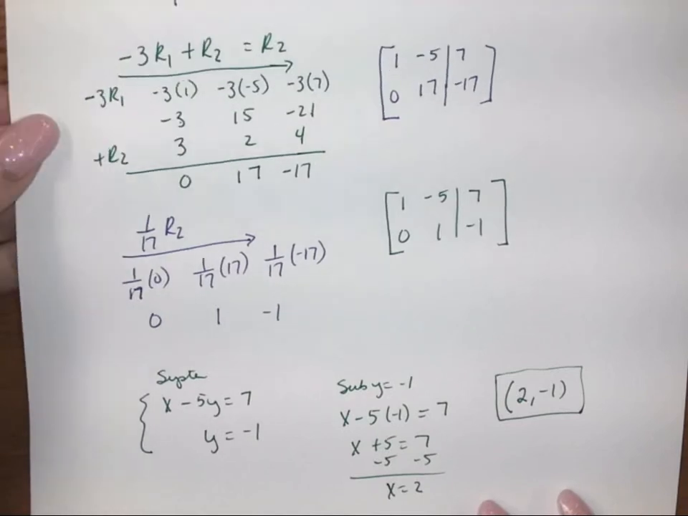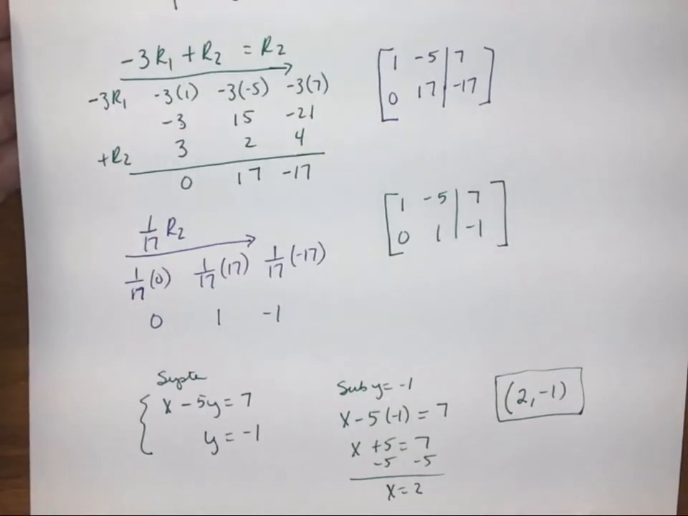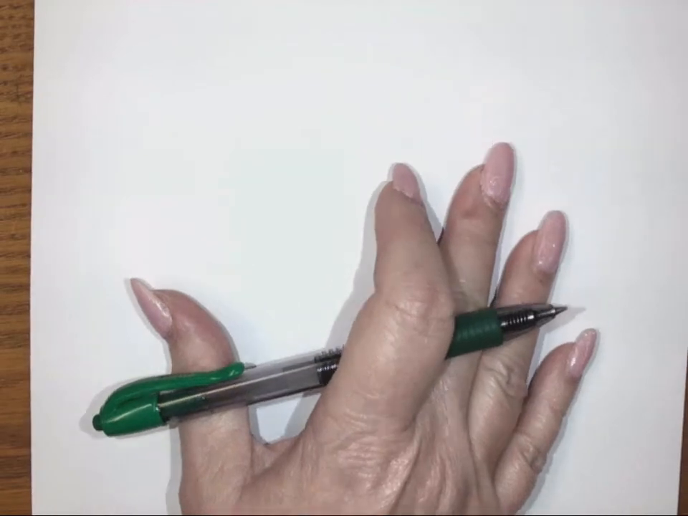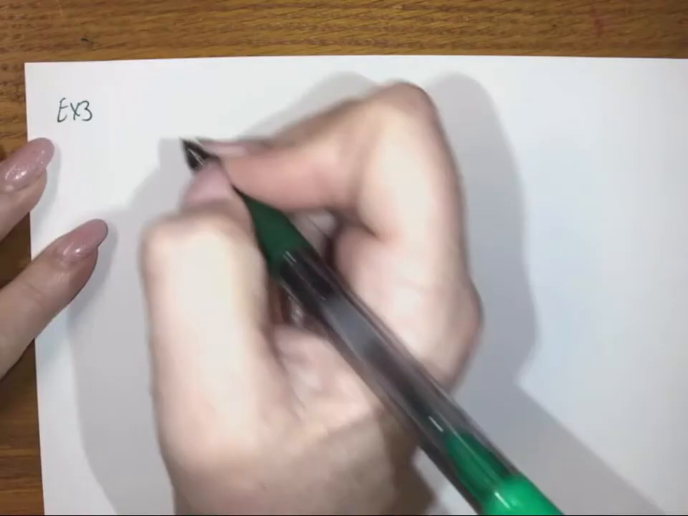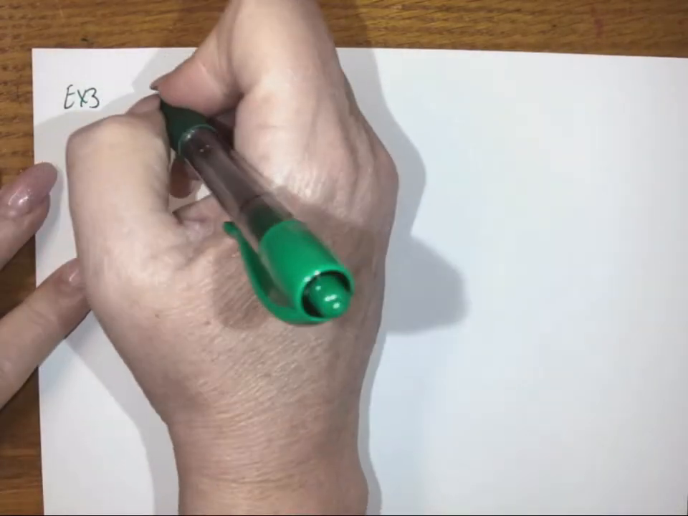All right, so that's with 2 variables. Now we're going to go do one with 3 variables. The goals are still the same. We just are going to add that third row that we talked about at the beginning. So this will be example 3. We're still using matrices and the Gaussian elimination to solve it.